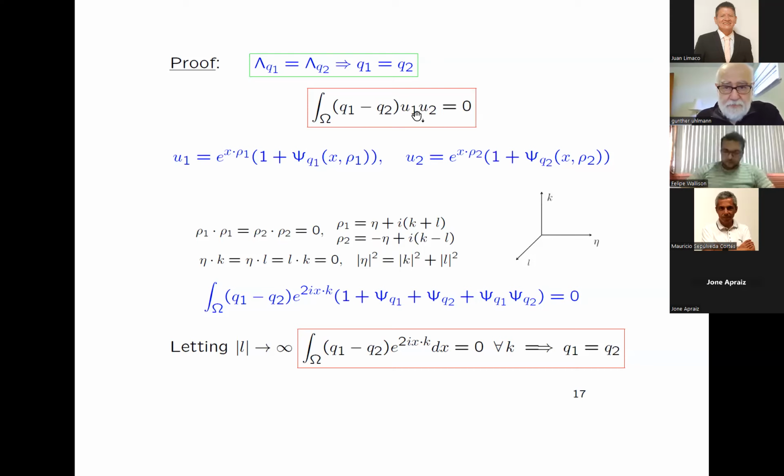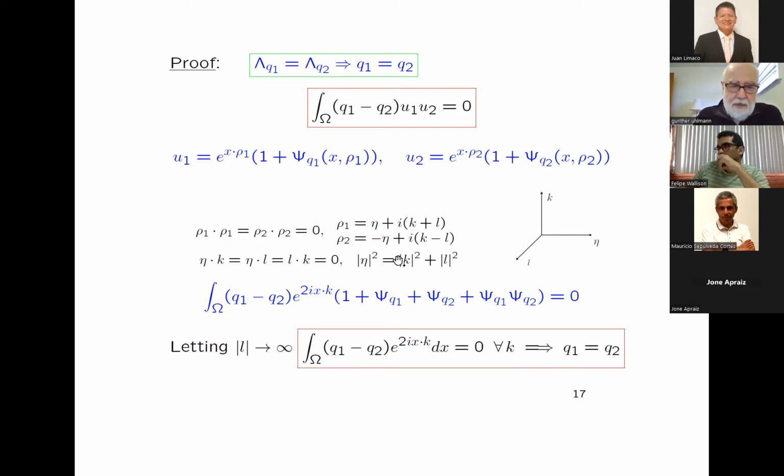You take two of these solutions with different frequencies. In dimension 3, you fix a vector k, and you take two vectors perpendicular, so that the length of the vector eta can be found from the lengths of k and l in order for rho dot rho to be 0. And then you plug it in, and the real parts cancel out. That's the reason to choose it this way. The l is an extra vector because we're in dimension 3. And then when you multiply, you get this phase. But this goes to 0 if l is large, because rho goes to infinity. And then this goes to 0 in the L2 norm. So you get that the Fourier transform of Q1 minus Q2 times the characteristic function of omega is 0. Therefore, Q1 equals Q2. So that's the idea of the uniqueness proof.